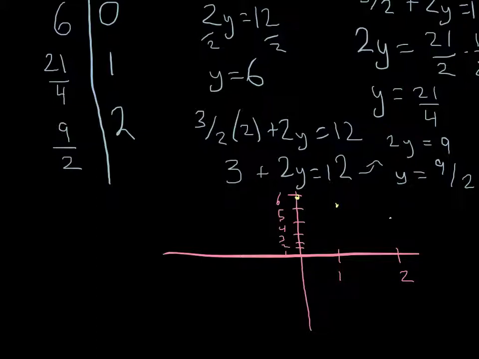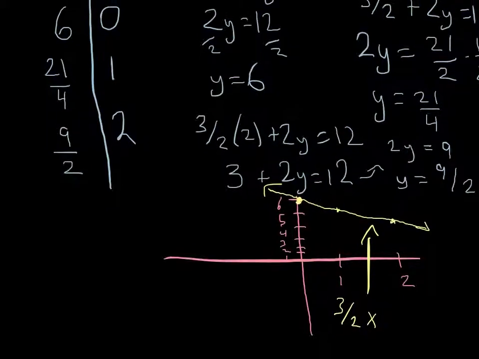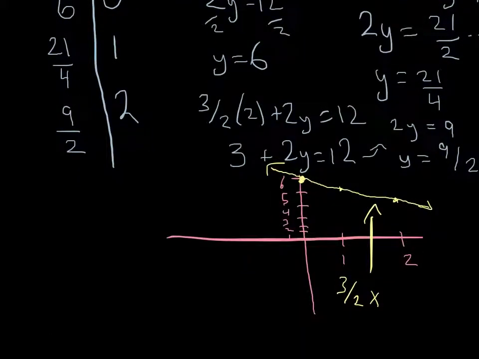And then we know this is a linear equation, so we can draw a line connecting these points. That should be going through all of these points. And that's a straight line. And that line has the equation 3 halves x plus 2y equals 12.